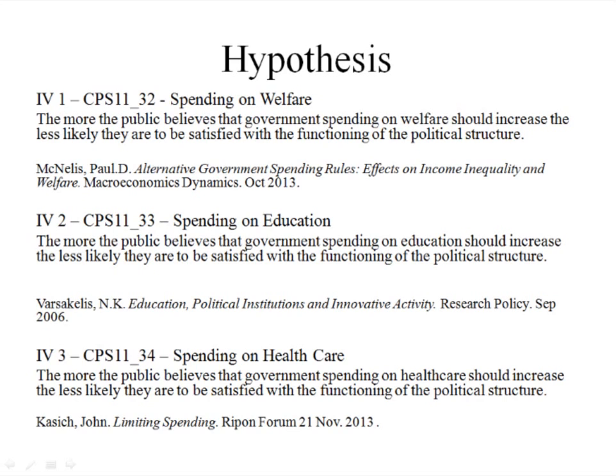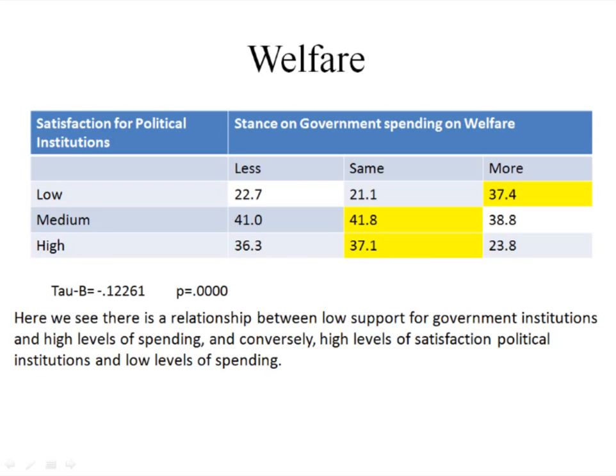Spending on welfare, spending on education, and spending on healthcare together comprise a very big part of social spending, and our hypothesis suggests that the more the public believes that social spending should increase, the less likely they are to be satisfied with the functioning of the political structure. Here we see there is a relationship between low support for government institutions and high levels of spending, and conversely, high levels of satisfaction with political institutions and low levels of spending. On welfare.